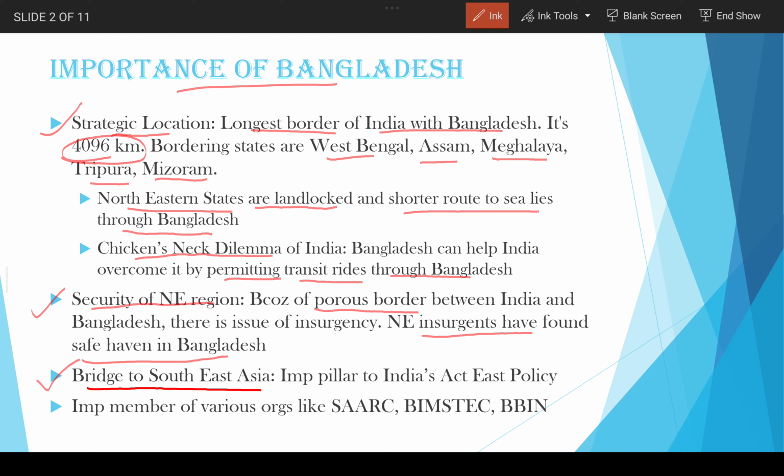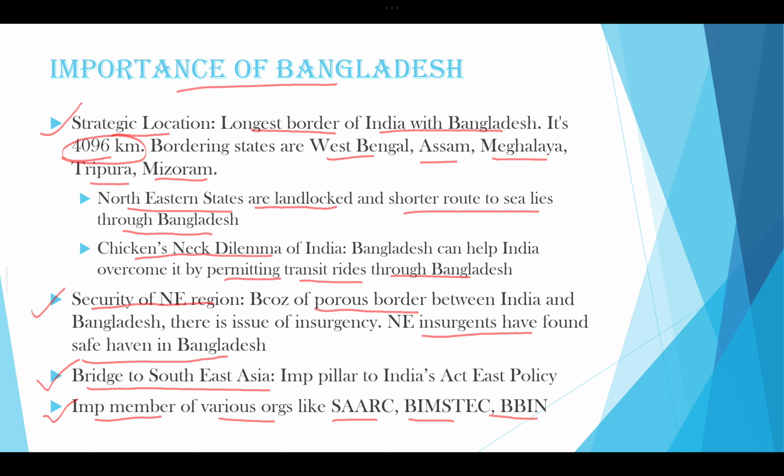Okay, so next one is the bridge to Southeast Asia. Actually, our northeastern region is our bridge to Southeast Asia, and Bangladesh is also located at that point only, so it is also kind of acting as a bridge between India and Southeast Asia. It's also an important member of various organizations, be it SAARC, BIMSTEC, BBIN, and various other initiatives are also there with Bangladesh, and we will be talking about these initiatives as well, be it the IMT Trilateral Highway, or be it the Kaladan Multimodal Project. So we will be talking about them.